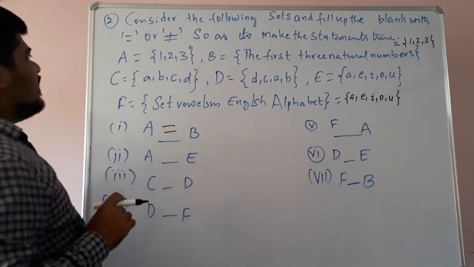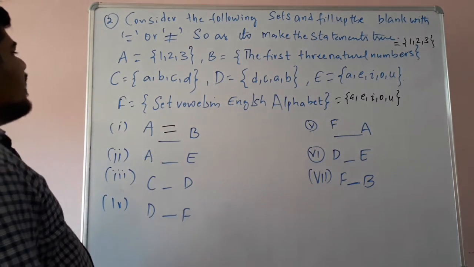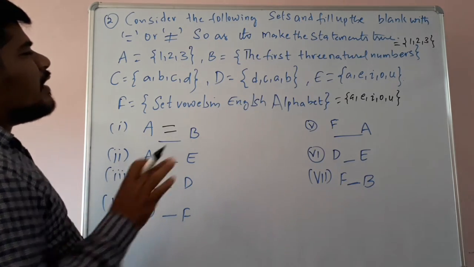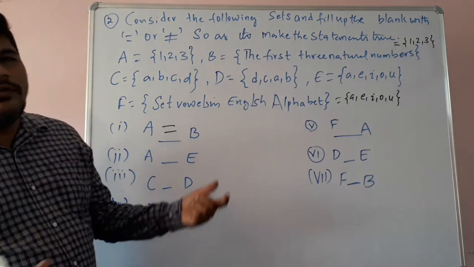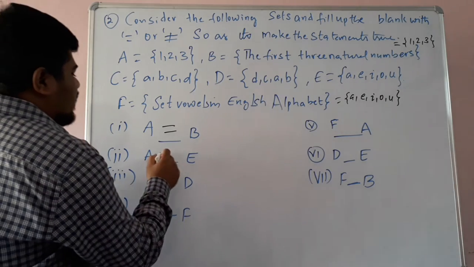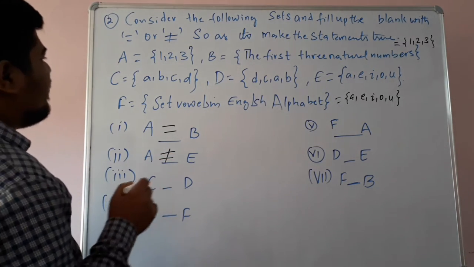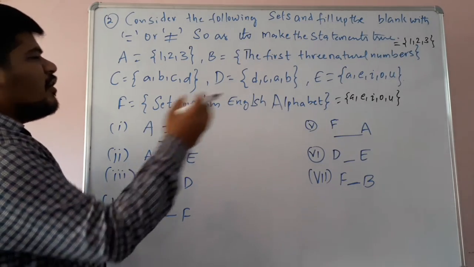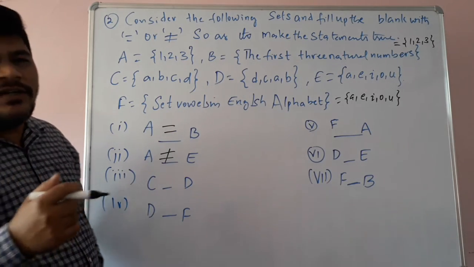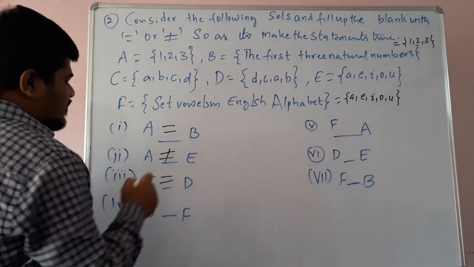And A dash E. A is {1, 2, 3}. What is E, children? A, E, I, O, U. Vowels, numbers, not equal, no? So here we have to use the not equal to symbol. Now C dash D. A, B, C, D. D is D, C, A, B. Both the sets are having the equal elements. So both are equal sets.